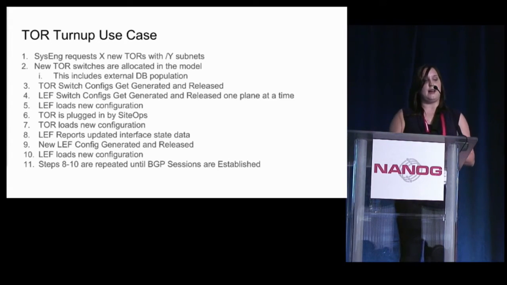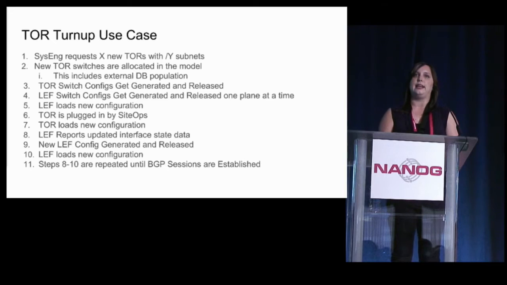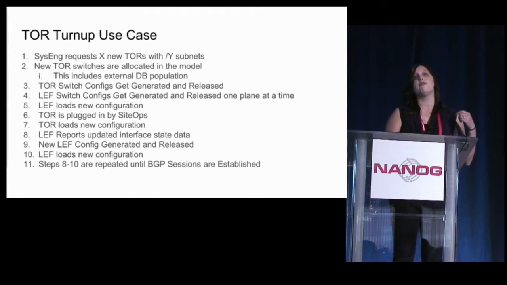So from there, the TOR would load its new configuration successfully. It would come up as a neighbor for the leaf, and they would see that they're both connected to the correct place, and the leaf would detect that as a port state change. From there, it would iterate through the steps needed in order to establish all the BGP sessions.